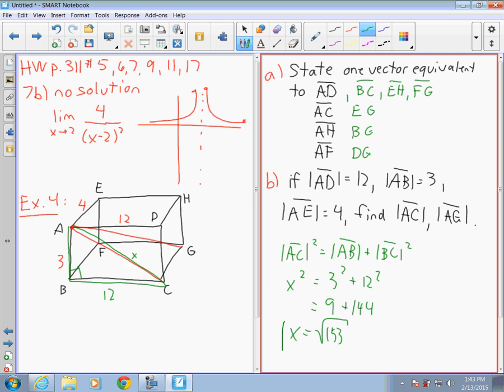Please remember we're in calculus here. We're going to assume that you don't have calculators next year, so don't tell me the answer is equal to 12.4 or whatever that happens to be, okay? Leave those at the square root of 153, please. Okay, we should all be feeling relatively good about that.